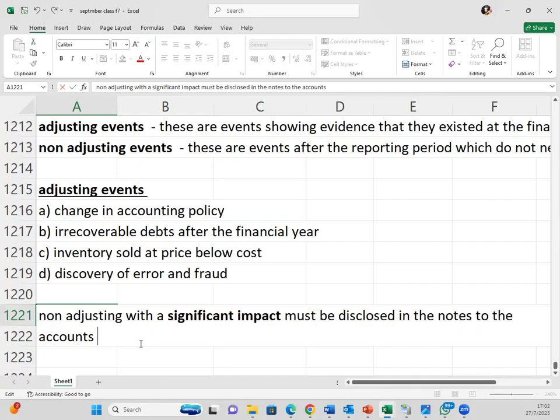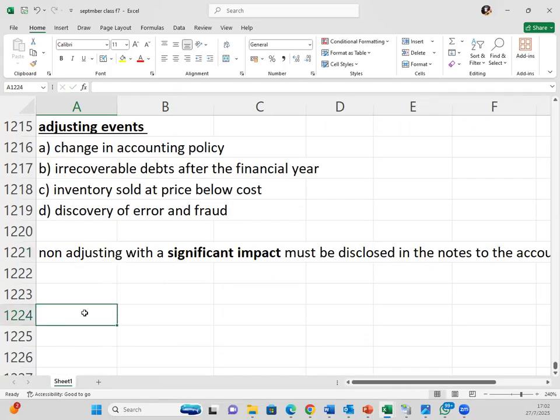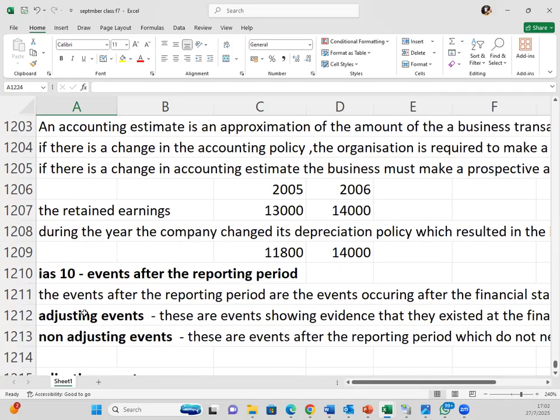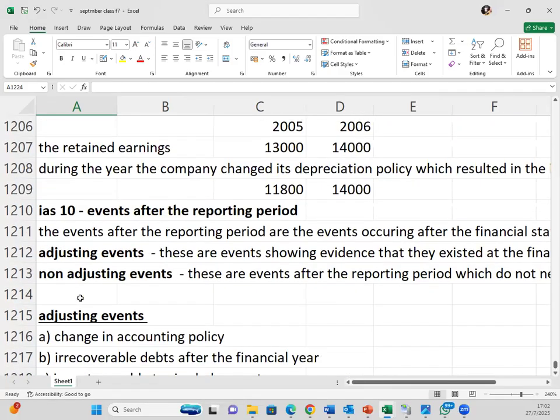So if it's an event that's not having much significance, you can just report it at the end of the year. Then if it is an event that is significant, then there's need for an adjustment. Then that's it with IAS 10. It's just a matter of you being able to figure out, is this one requiring an adjustment? Does this one need no adjustment? So that is IAS 10.